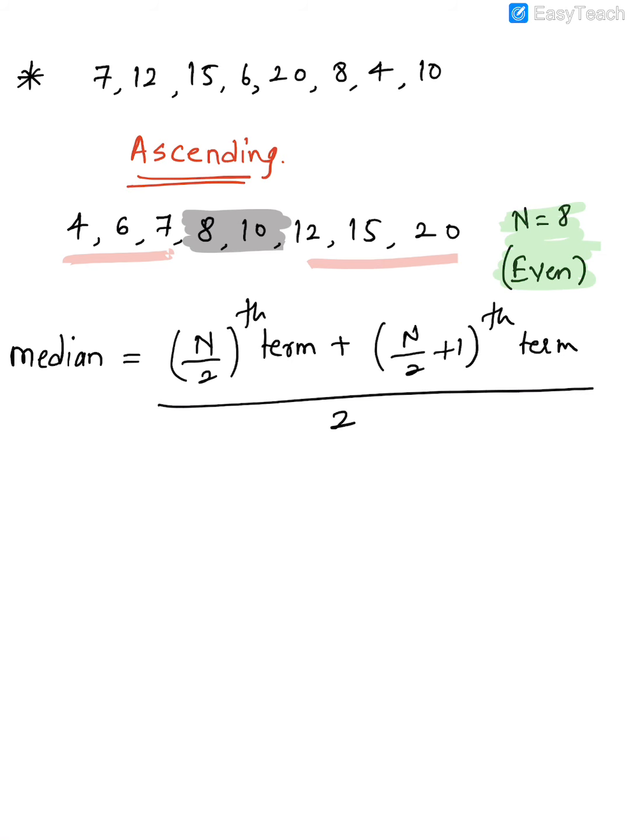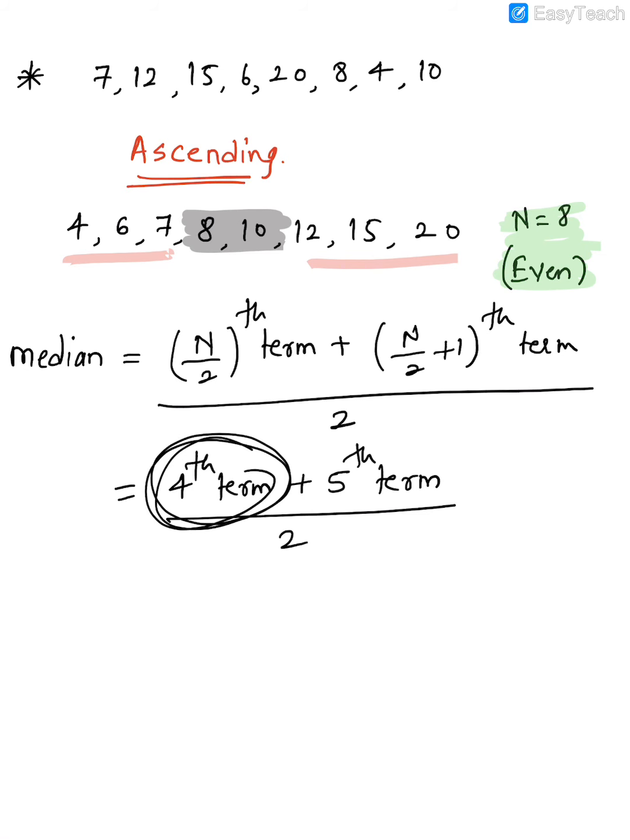So how do we solve this now? n upon 2. N is 8. What is 8 upon 2? The 4th term, plus 8 upon 2 is 4, 4 plus 1 is the 5th term. Guys, what you can do in exams is remember, if it's the 4th term, the other has to be the next term, so the 5th. If this was the 6th term, the next would be the 7th term. Remember, it always has to be the next term.